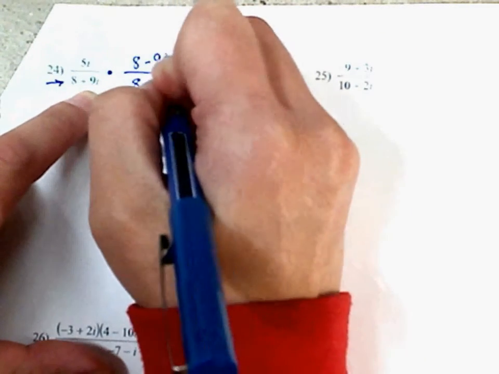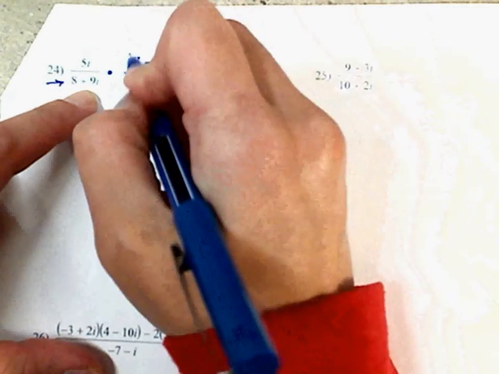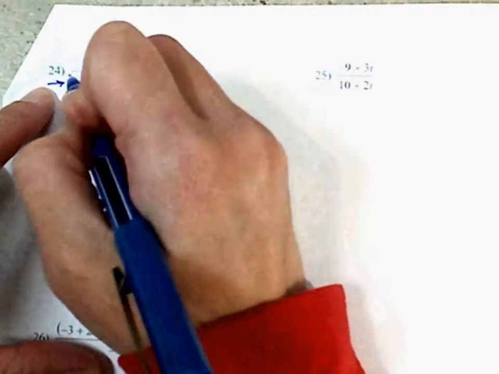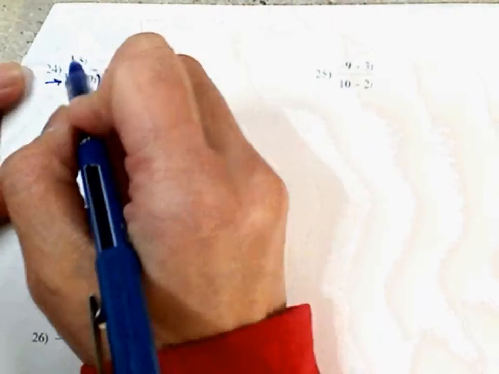What you do to the bottom, you do to the top. What you do to the denominator, you do to the numerator. Okay? I'm going to put parentheses around these. All right, here we go. So, let's go ahead and distribute.